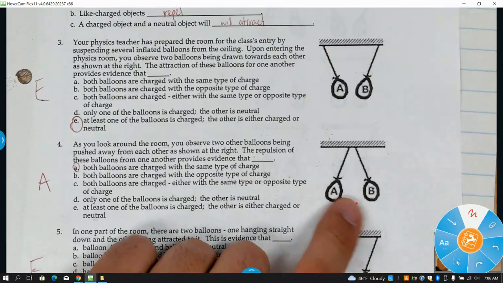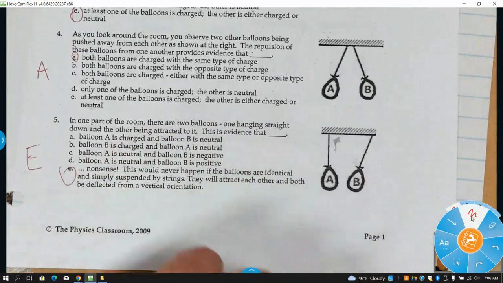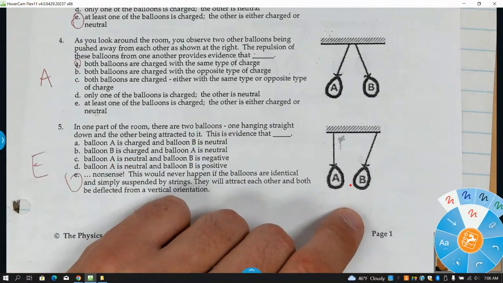That's the only one you can say for certain. Here, they're repelling each other, so they both have to be the same. So they both have to be negative, or they can both be positive.